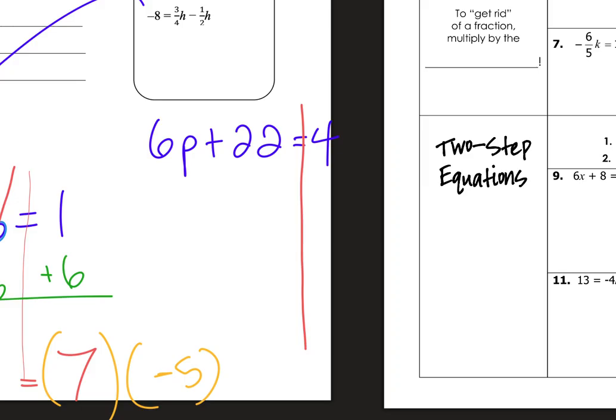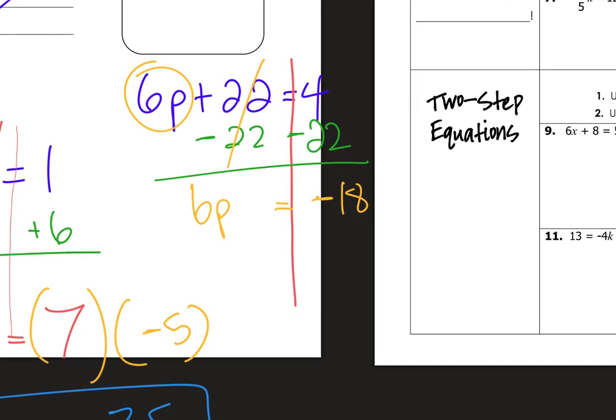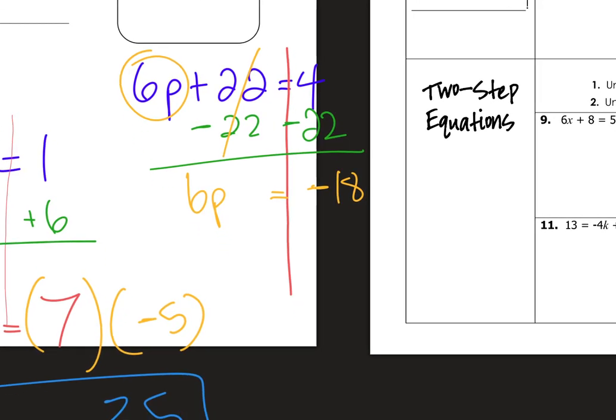Is there any adding or subtracting happening to p? Yes. Adding by 22. So we will subtract 22 from both sides, and we get 6p equals negative 18. Now we will divide by 6. Why are we dividing? Because 6 is multiplying p.